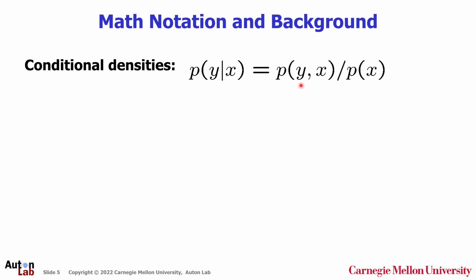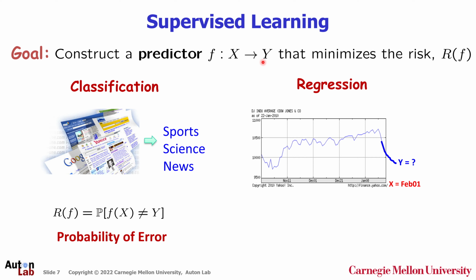We use different risk functions for classification and regression problems. In classification problems, the target variable y is discrete, and the most often used risk function of f is just the probability of error, that is the probability that f of x is not y. In regression problems, the target variable y is continuous, and because of that, we use a different risk function. Most often, we use the mean squared error risk function. This is just the expected value of (f of x minus y) squared.